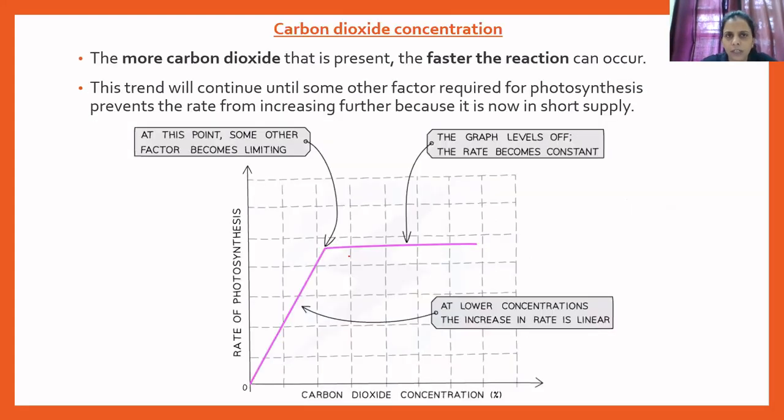The next factor which controls the process of photosynthesis is carbon dioxide concentration. Now you guys are aware that carbon dioxide is a very important factor for the process of photosynthesis.